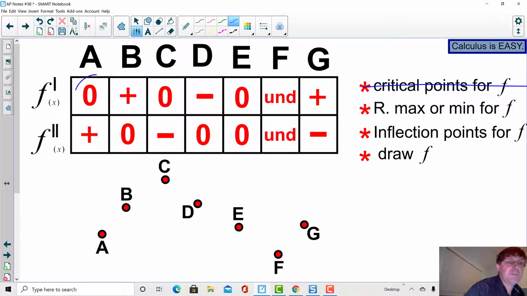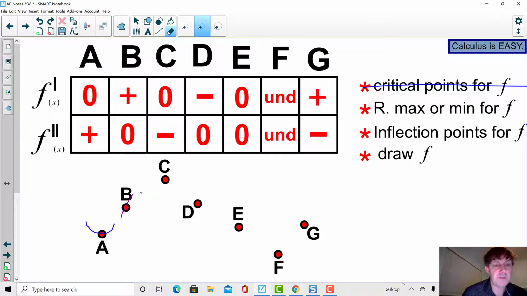We know the first derivative is 0 and we're concave up. So that's going to look something like this. First derivative is 0, so we have a tangent slope of 0, and we're concave up. When x is b, we should be increasing, but we're not concave up or concave down, so we're just going to be increasing at a constant rate. That's going to look something like this, so it looks a little bit linear.